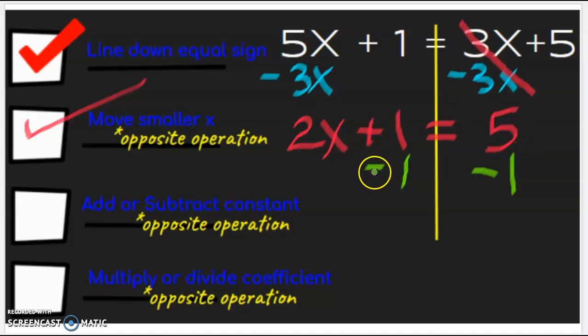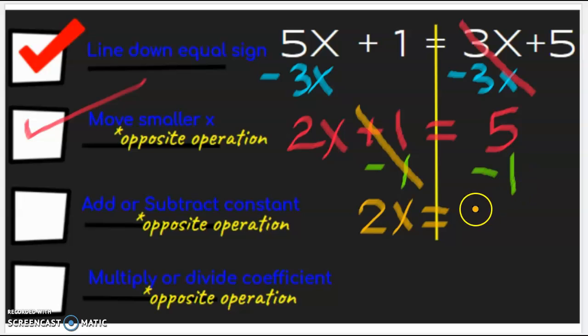1, positive 1 minus 1 just simplifies to give me 0, right? So I'm left with 2x on the left-hand side. I'm going to bring down my equal sign. Then I just either add or subtract whatever I have on the right. So 5 minus 1 is 4. I added or subtracted my constant, so I'm going to check that off on my checklist.